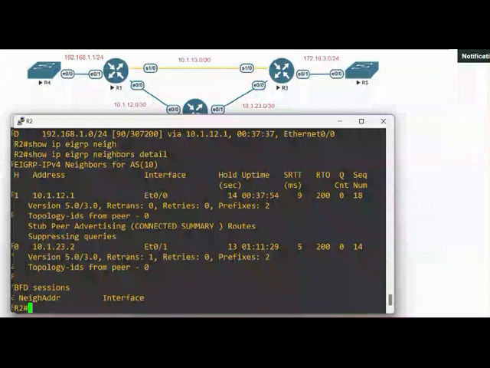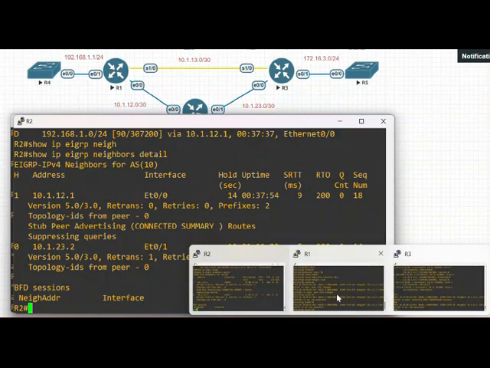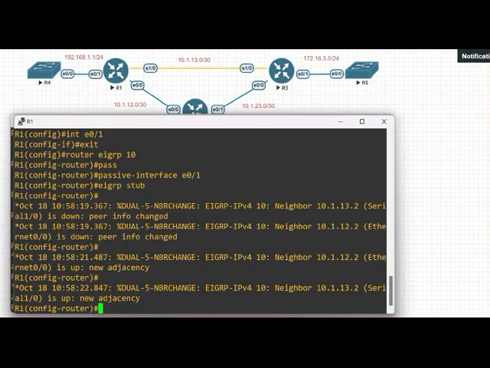It's saying stub peer advertising, and so it's only advertising connected and summary routes. Basically the network 192.168.1.0 is directly connected to router 1, so that's why it is still continuing to advertise to router 2. You can see here the neighbor 10.1.23, which is router 3, is not configured as stub. So this is the difference. Now let's look at what other configuration we can do in the stub. So we get back to the EIGRP stub on router 1.